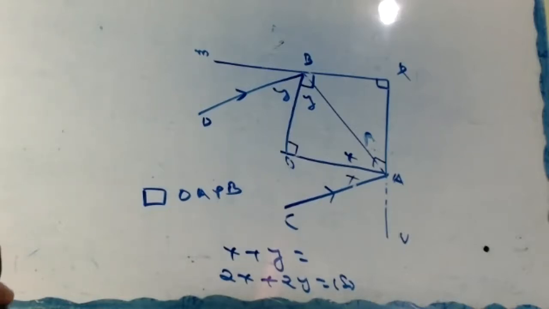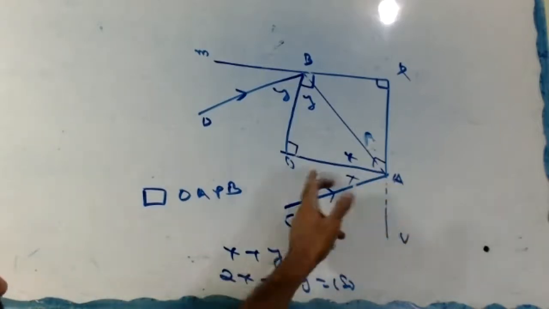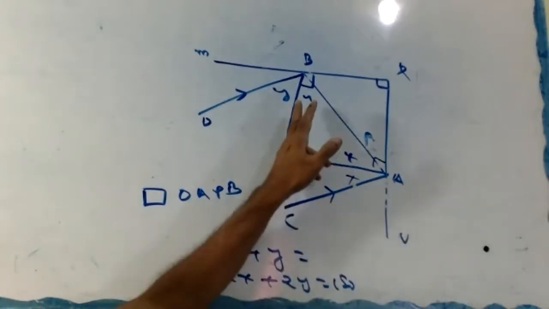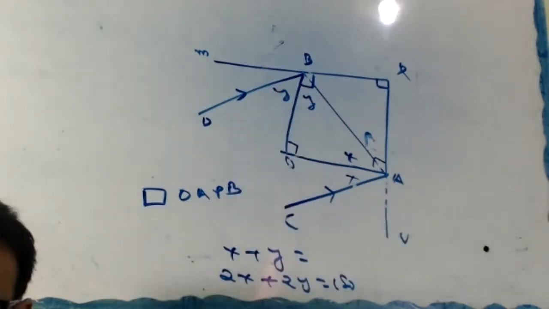Next line. In triangle AOB, angle AOB is 90 degrees. In triangle AOB, angle AOB is 90 degrees, proved.